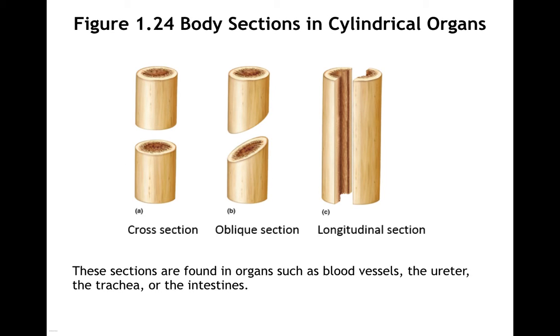In cylindrical organs, you can have a cross section, an oblique section, a longitudinal section: blood vessels, ureter, trachea, the intestines, and you can have these same kind of sections in organs that are not cylindrical as well. You can take a cross section of the liver, an oblique section of the liver, or a longitudinal section of the liver.